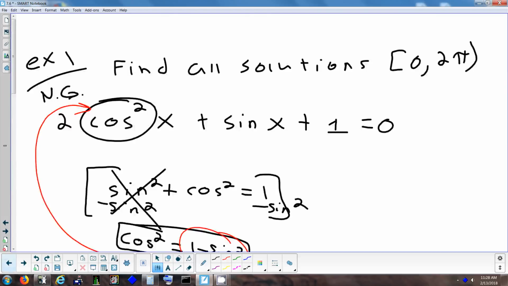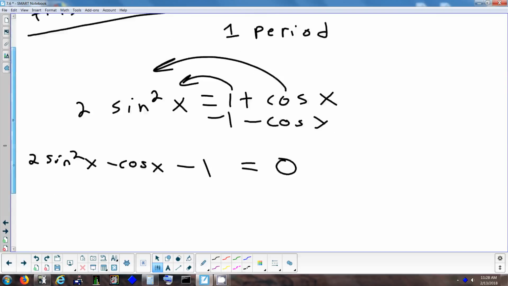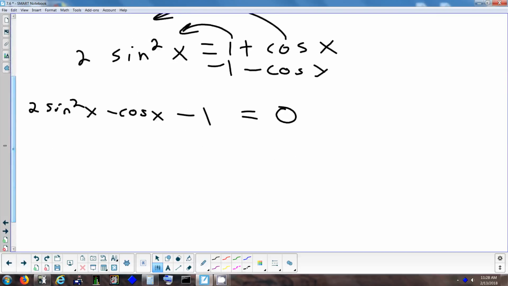Now this problem is exactly like the one you just did. You have everything on one side. Okay. So let's go through all the same steps again. What's the first thing I would have to do here? Change cosine squared to 1 minus sine squared.